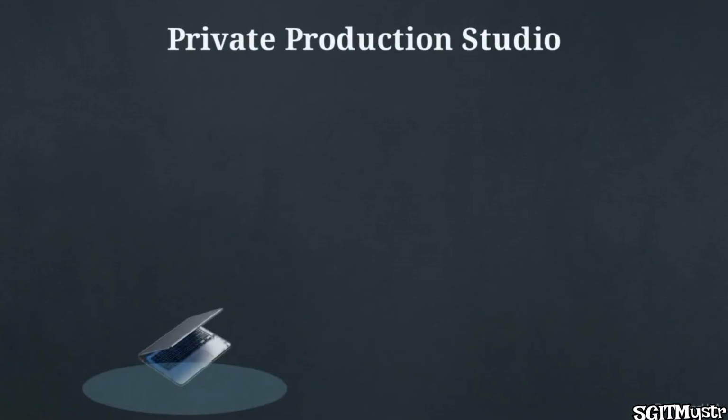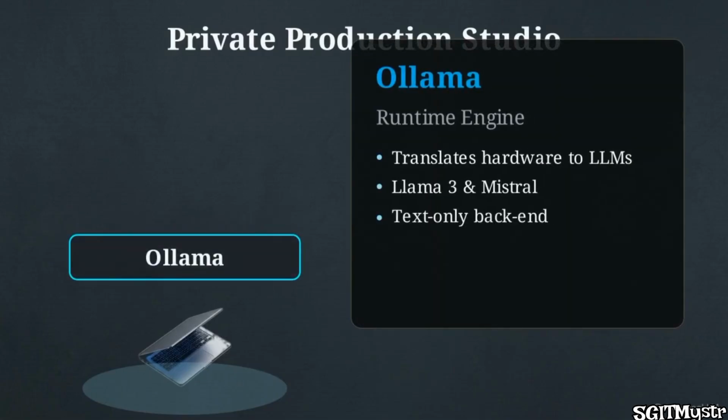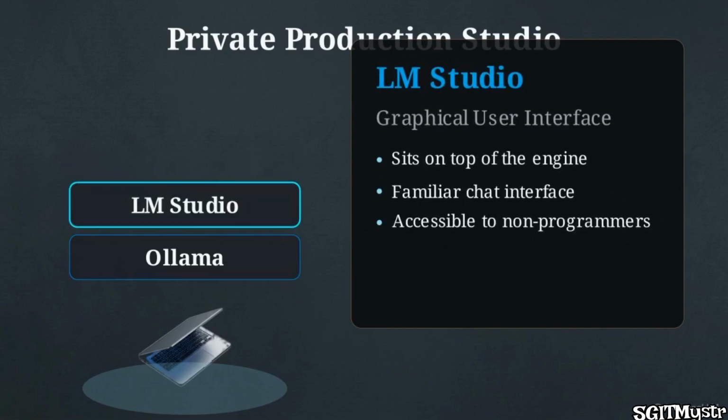Building a private production studio requires 4 specific software layers. The first is Ollama, a runtime engine that allows text models like Llama 3 and Mistral to run on consumer hardware. Because Ollama runs in a text-only interface, we add LM Studio on top. This provides a familiar graphical interface for chatting with your local models.